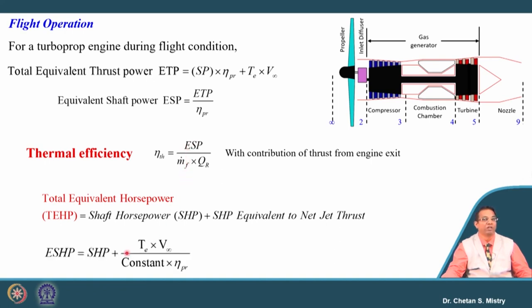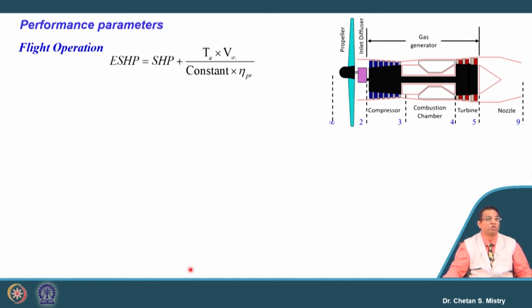And this equivalent shaft power is given by shaft power plus T into V infinity divided by a constant into propeller efficiency. Now, this is related with the flight condition, that is very important. So let us try to understand what we mean by this constant.